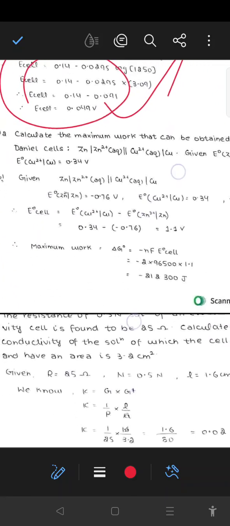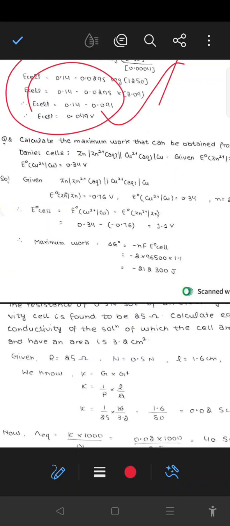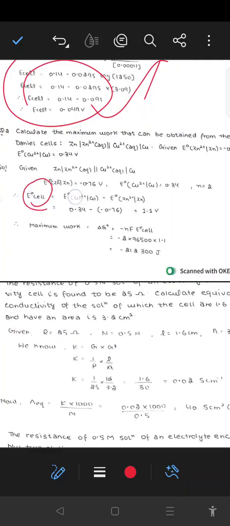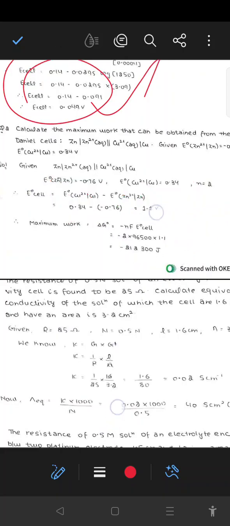Next, calculate the maximum work that can be obtained from the Daniell cell. The reduction potentials are given. We will calculate E° cell as cathode minus anode. So maximum work, that is ΔG°, becomes equal to minus nFE° cell. Solve it and we will get the answer.